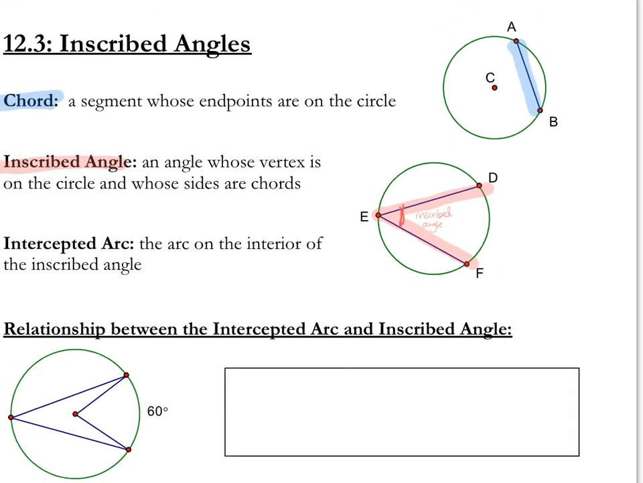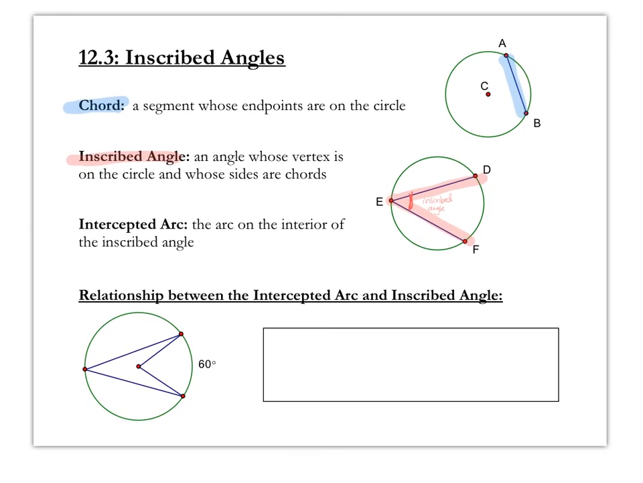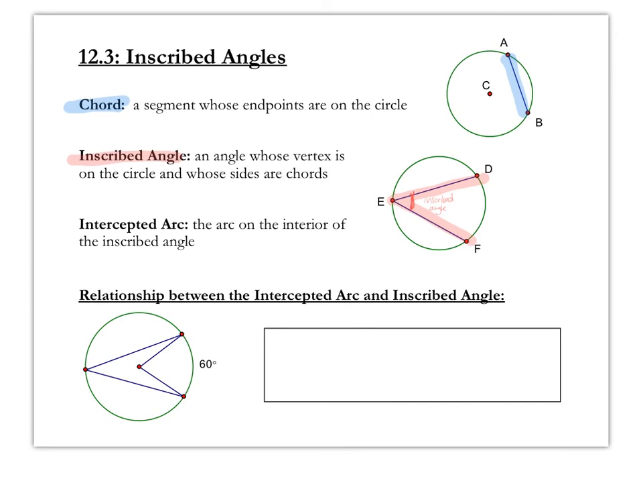Okay? And then the other term is what's called an intercepted arc. An intercepted arc is the arc that is on the interior of the inscribed angle. So it's this section right here. That's what we call an intercepted arc.